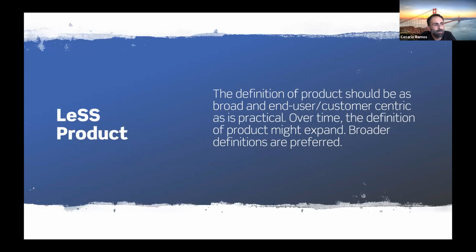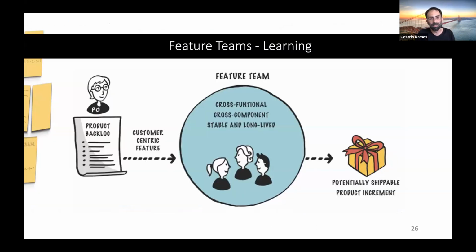So in LeSS, we like to define our product as broad as practical. If we cannot have all the teams include all the functions and all the components right from the start, then we start with the components that we need the most, and then expand as time progresses. In this case, we would like to start with the components that hurt the most, so that we can still have feature teams, just like in single-team Scrum, which can solve problems for the end customer.